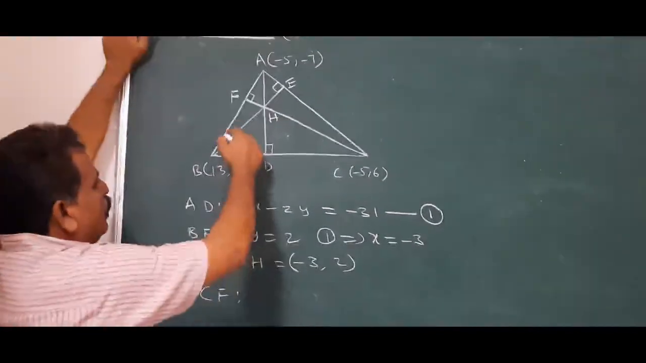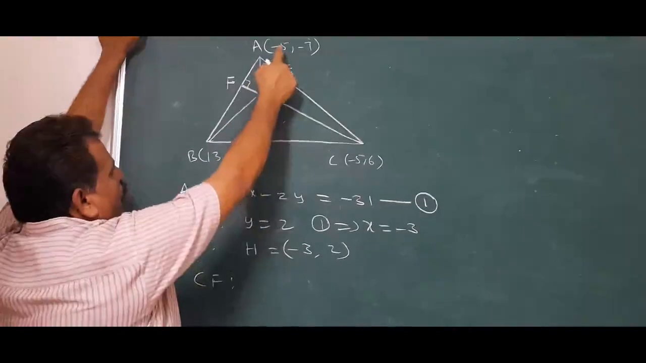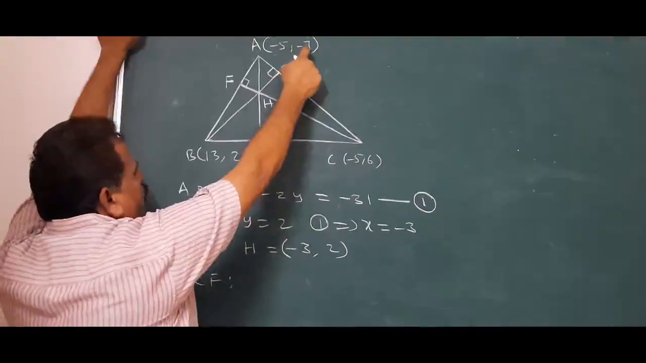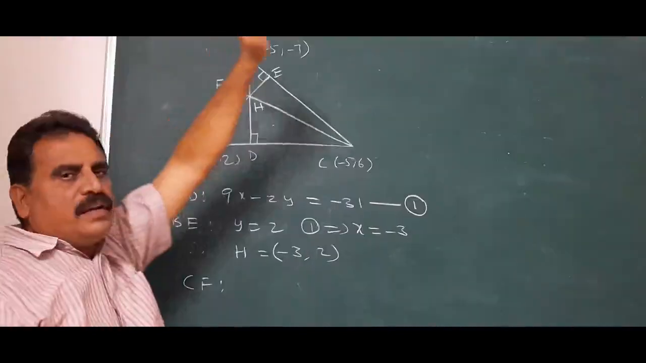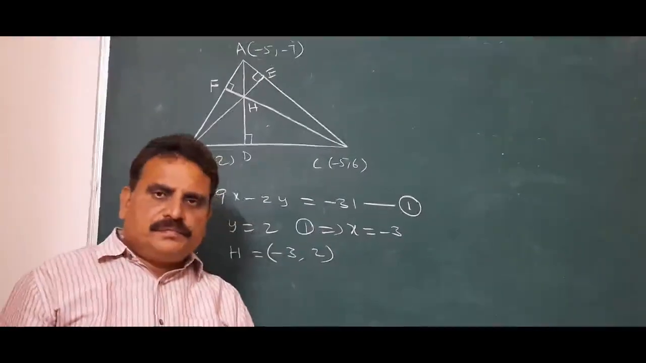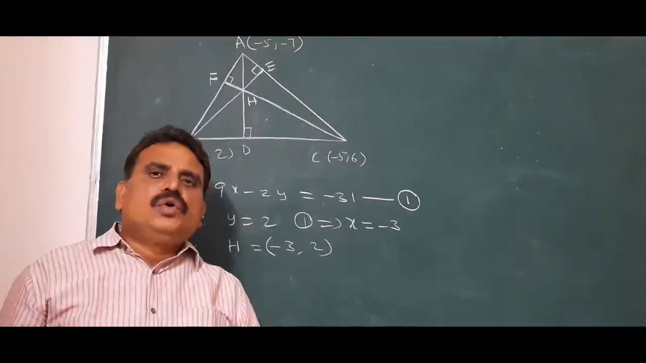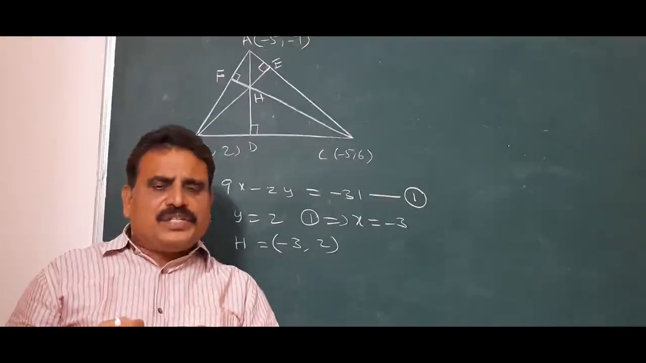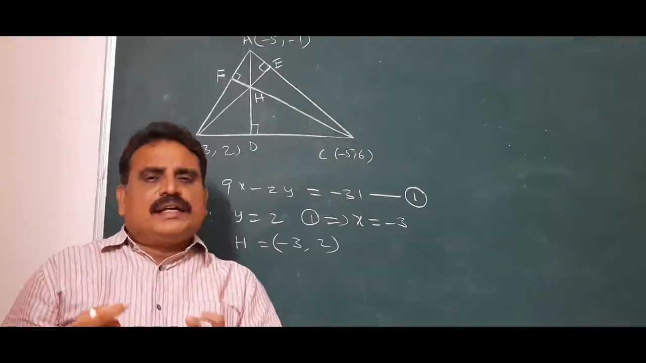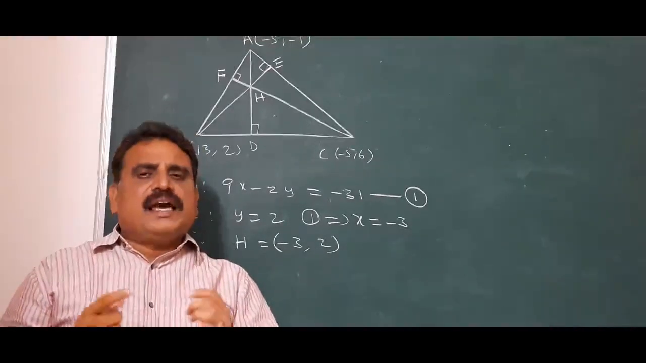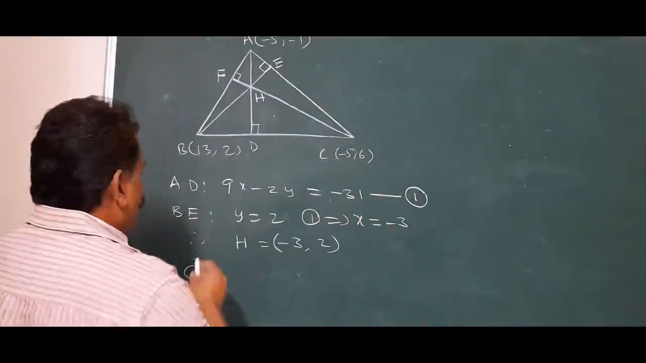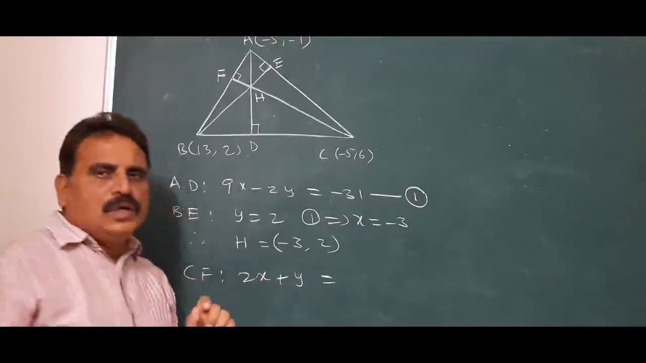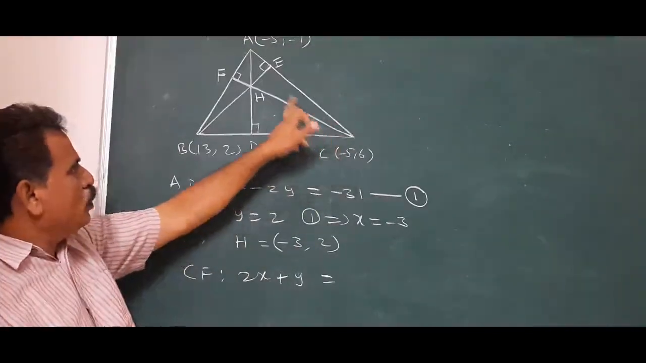AB: difference of x coordinates, that is 13 plus 5, 18. Difference of y coordinates, 2 plus 7, 9. 18, 9, ratio 2, 1. For a perpendicular line, take the ratio 2, 1 directly as the x and y coefficients. So 2x plus y equals a constant. CF equation is 2x plus y.